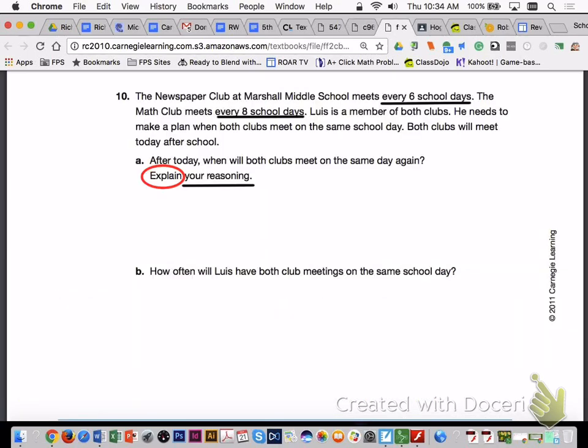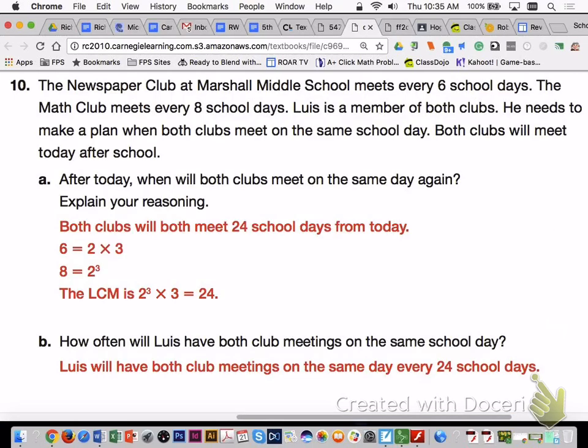Please answer number 10, letters A and B with your group. For number 10, letter A, both clubs will meet 24 school days from today because 24 is the LCM of 6 and 8. For letter B, Lewis will have both club meetings on the same day every 24 school days.